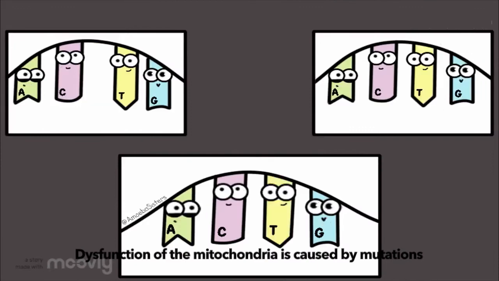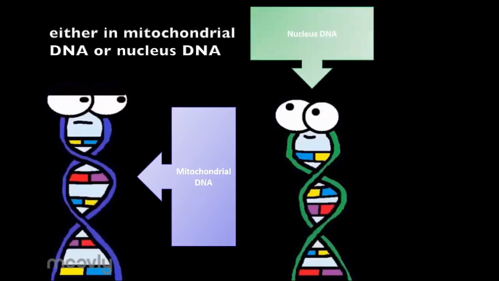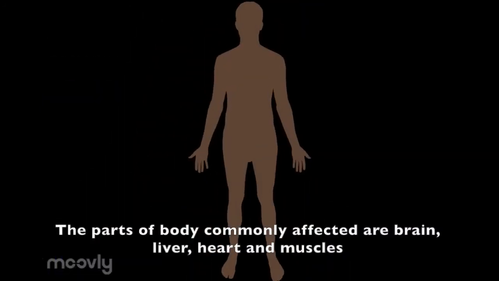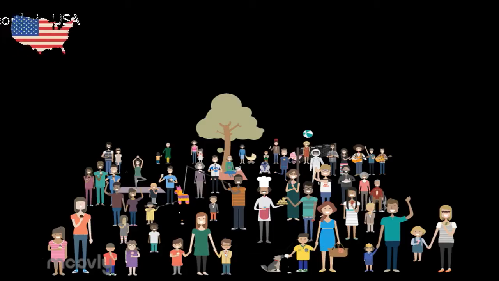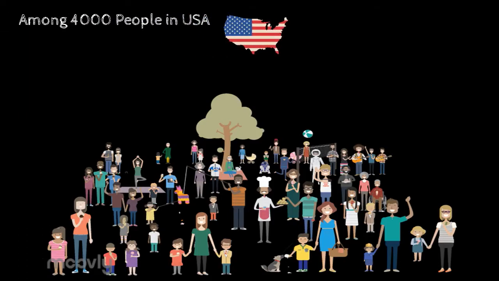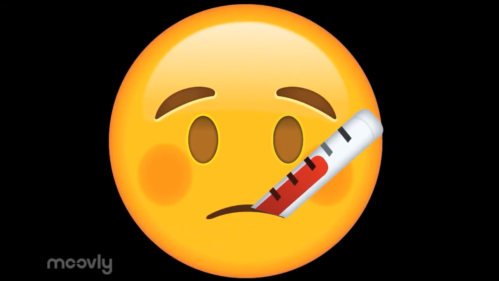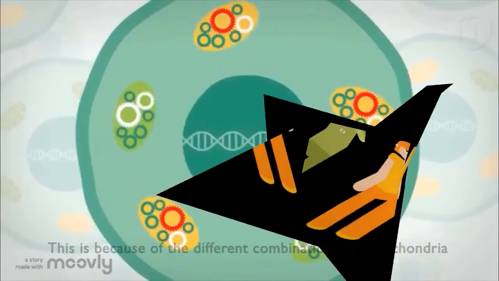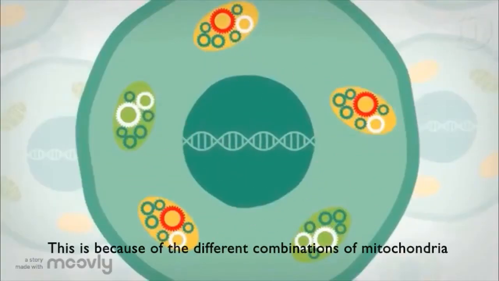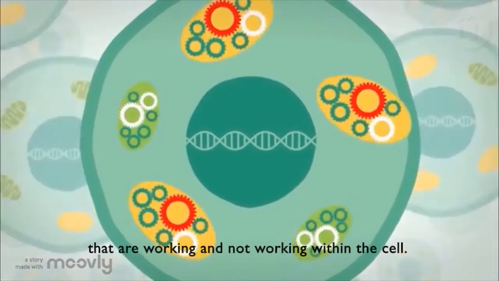Dysfunction of mitochondria is caused by mutations, either in mitochondrial DNA or nuclear DNA. The parts of the body commonly affected are the brain, liver, heart, and muscles, which have high energy demand. Among 4,000 people in the USA, one individual is suffering from a mitochondrial genetic disorder. Every person with mitochondrial disease is affected differently. This is because of the different combination of mitochondria that are working and non-working within the cell.